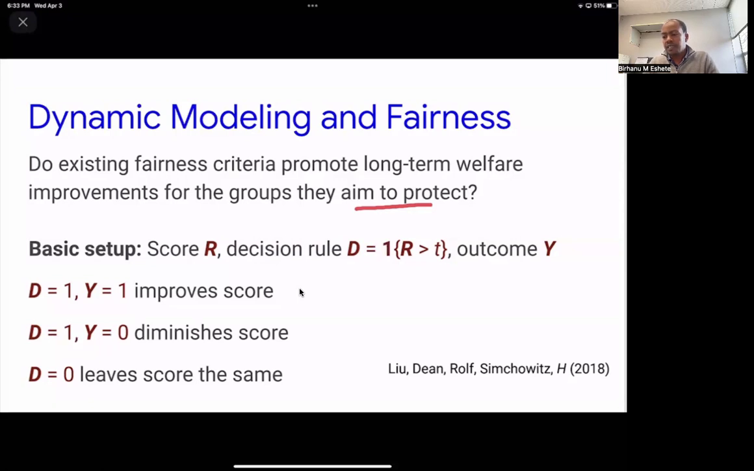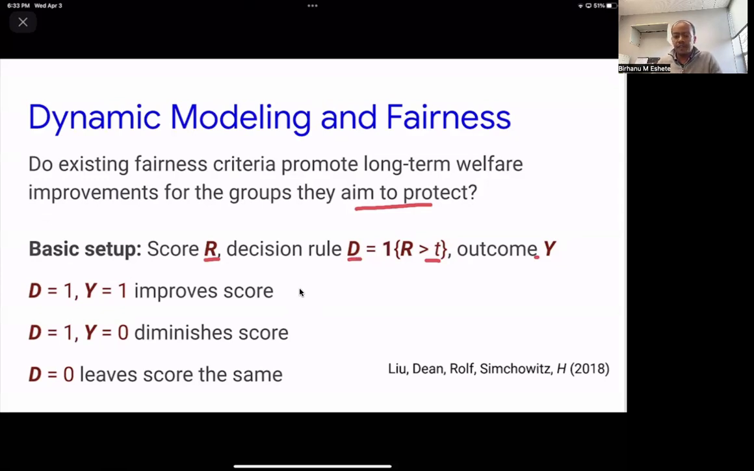So basically the setup is you have a score R, a decision rule thresholded by T, and an outcome Y. What we're saying is if the decision is 1 and the outcome is 1, this would improve the score. If the decision is 1 and the outcome is 0, this diminishes the score. But if the decision is 0, this will leave the score the same. So we need this kind of flexibility that morphs or changes with the actual context, right? So that this long-term welfare would be maintained.